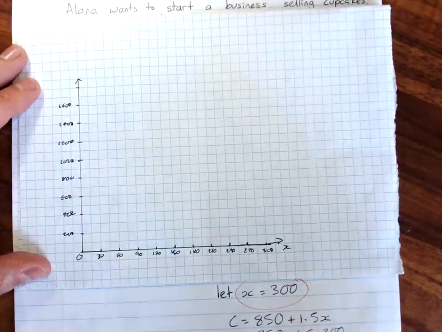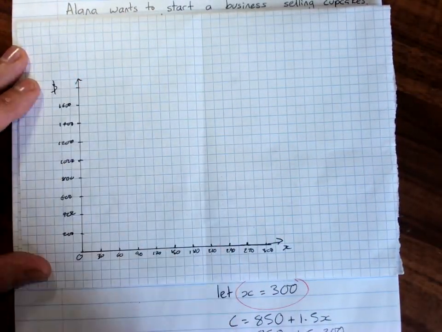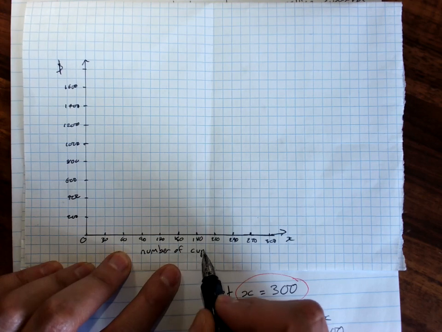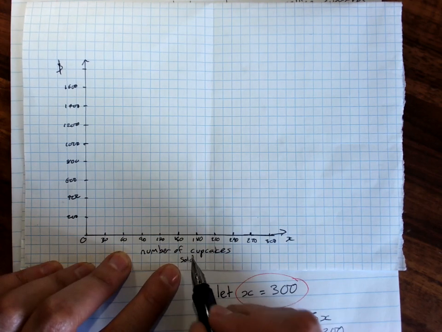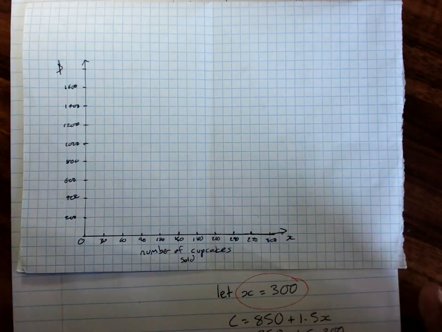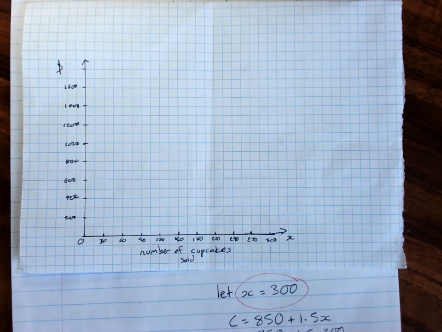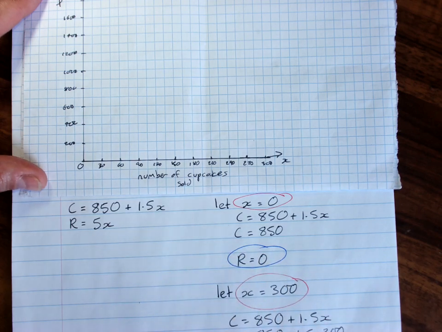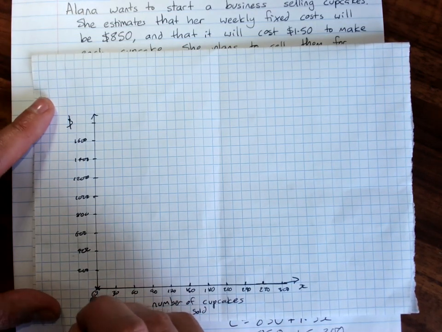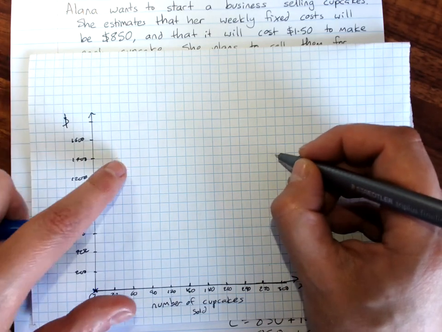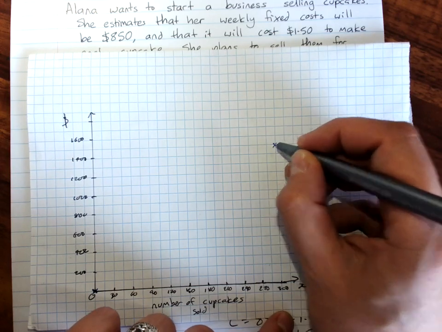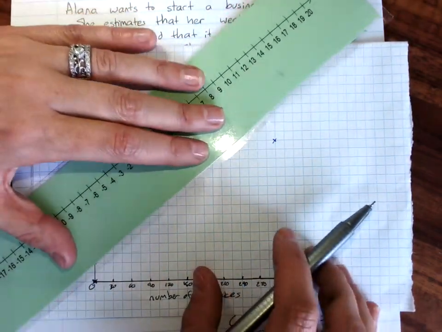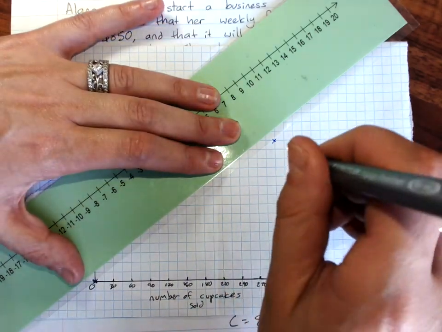Okay, so this is money here. This is number of cupcakes sold. Do label your axes. And put in both your lines. So your revenue line has to go from 0 to 1500. Put a mark at 0, and at 300 cupcakes your revenue is 1500. Find a ruler that's actually long enough and put in your revenue line.